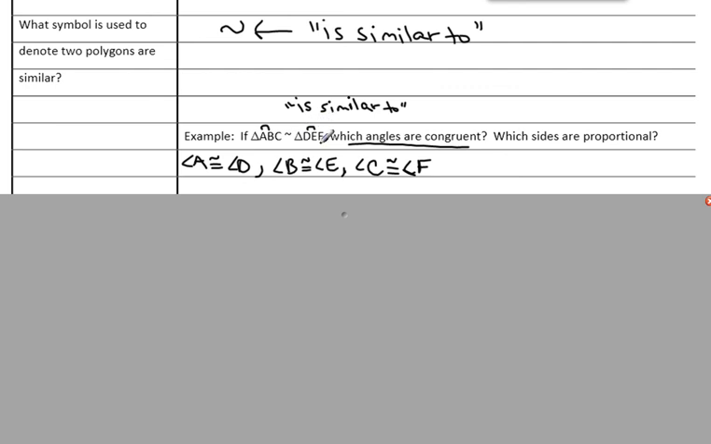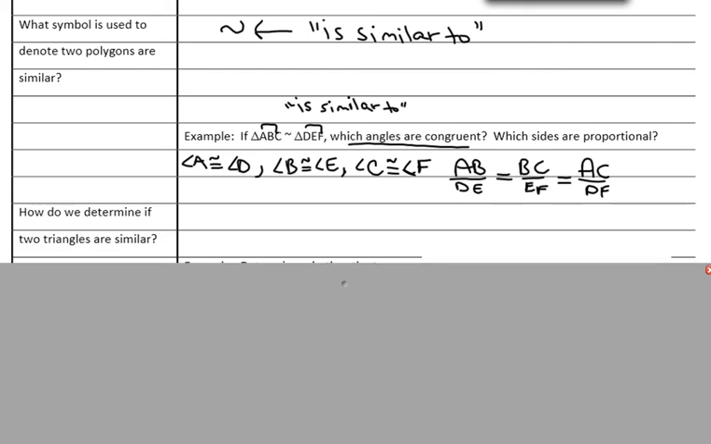The ratio of AB to DE would be equal to the ratio of BC to EF and equal to the ratio of AC to DF. So let's start with the first two letters. Side AB over side DE would equal side BC, the last two letters, over EF, which would equal the first and the last letter, AC over DF. And we're going to use these proportions to solve for missing sides.